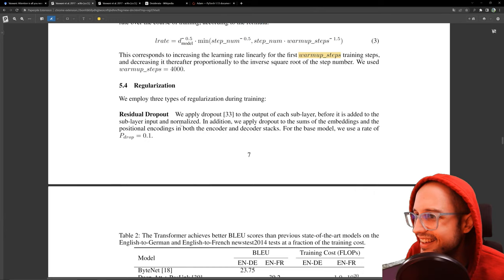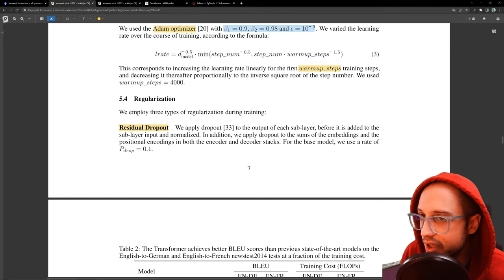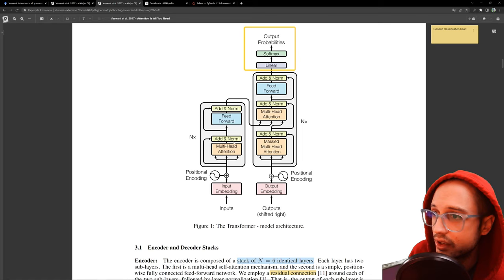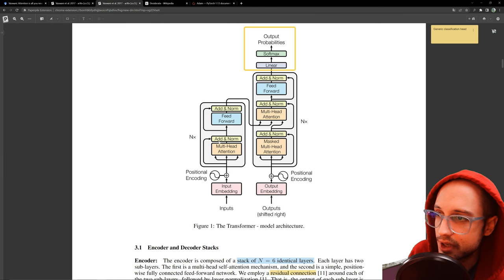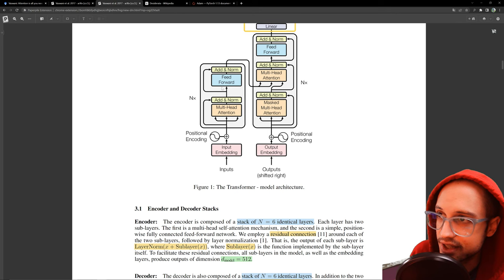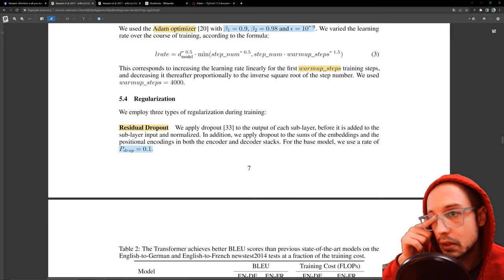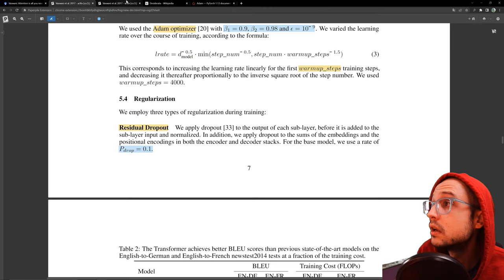Okay. Three types of regularization. Good old dropout. We apply dropout to the output of each sublayer before it is added to the sublayer input and normalized. What does that mean? They put a dropout here in this add and norm. Add and norm takes the residual connection and the output of the sublayer, which is the output of the multi-head attention or the feed forward. Sometimes they zero out the sublayer output. In this case there's a probability of 0.1, so every 10th time they'll zero out this part, the sublayer of x.